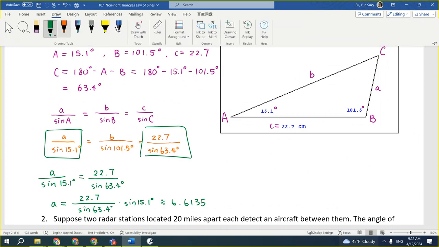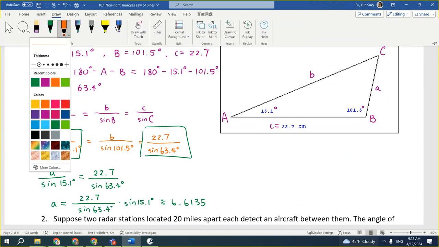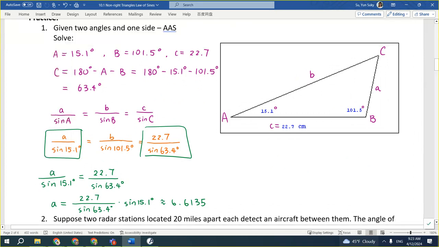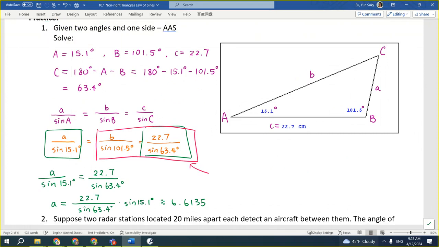Now we're going to find the side B. Okay, let's find the side B. So then we use these two, right, everybody? We have B over sine 101.5 degrees equals that. And then we can solve for B. So B is the right hand side multiplied by sine 101.5 degrees.